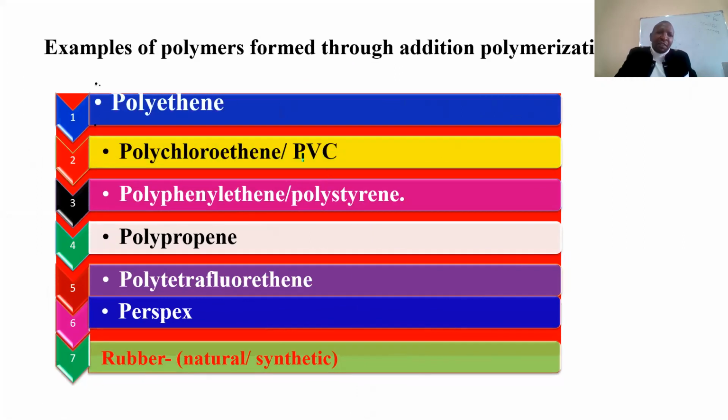Is PVC an addition polymer? This is polyvinyl chloride. P is for poly, V is for vinyl, C is for chloride. So polyvinyl chloride is what you could also call polychloroethene. So polyvinyl chloride is what you call PVC. It's the same thing. Do you understand? Yeah, it's the same thing. Don't get confused.